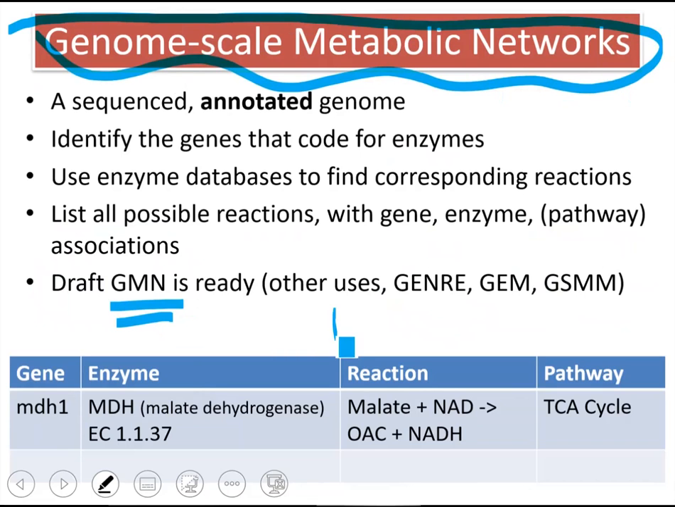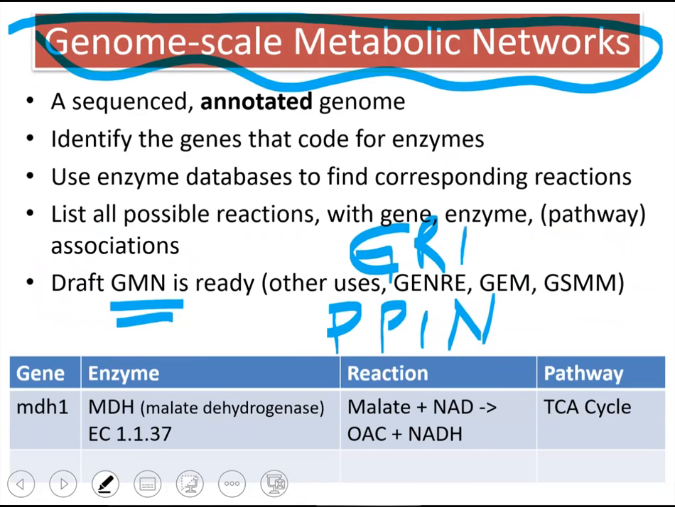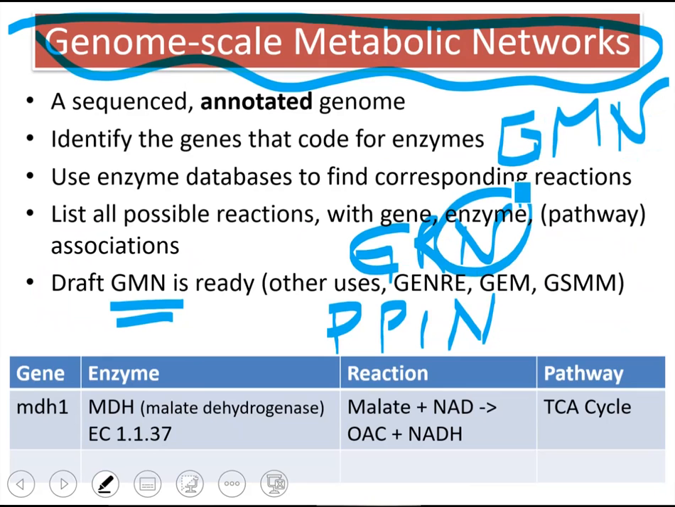In the literature, for example, PPIN is used as an abbreviation for protein-protein interaction networks, and GRN is used to refer to gene regulatory networks. So to be on the same line, I use GMN to refer to genome-scale metabolic networks. So all have those network parts at the end.